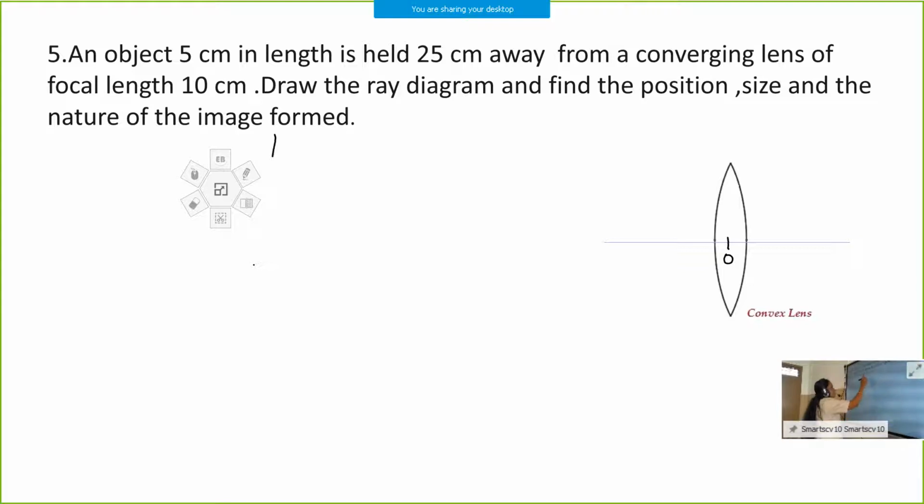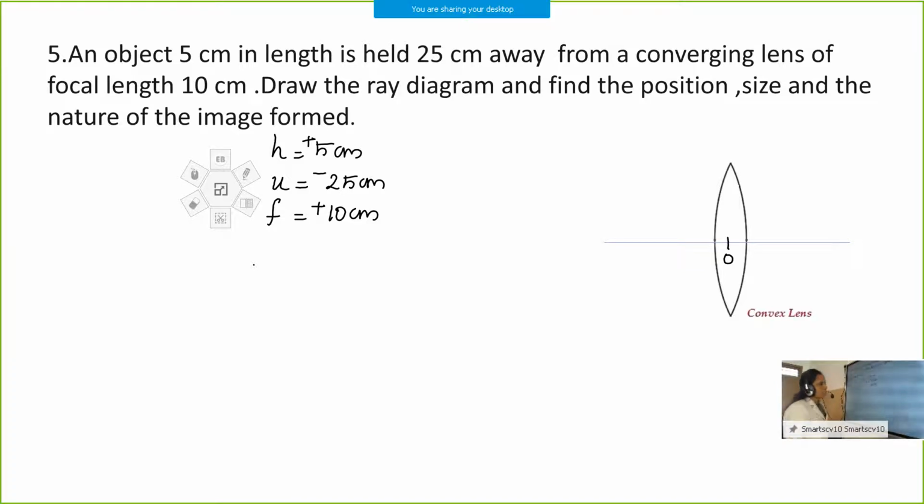That means height of the object is given as 5 centimeter and it is always positive. Is held 25 centimeter away from a converging lens. So object is kept at a distance of 25 centimeter. So U is equal to minus 25 centimeter, as object distance is always negative. And focal length of the lens is given as 10 centimeter. So F is equal to 10 centimeter and it is on the right hand side, so it is positive 10 centimeter.